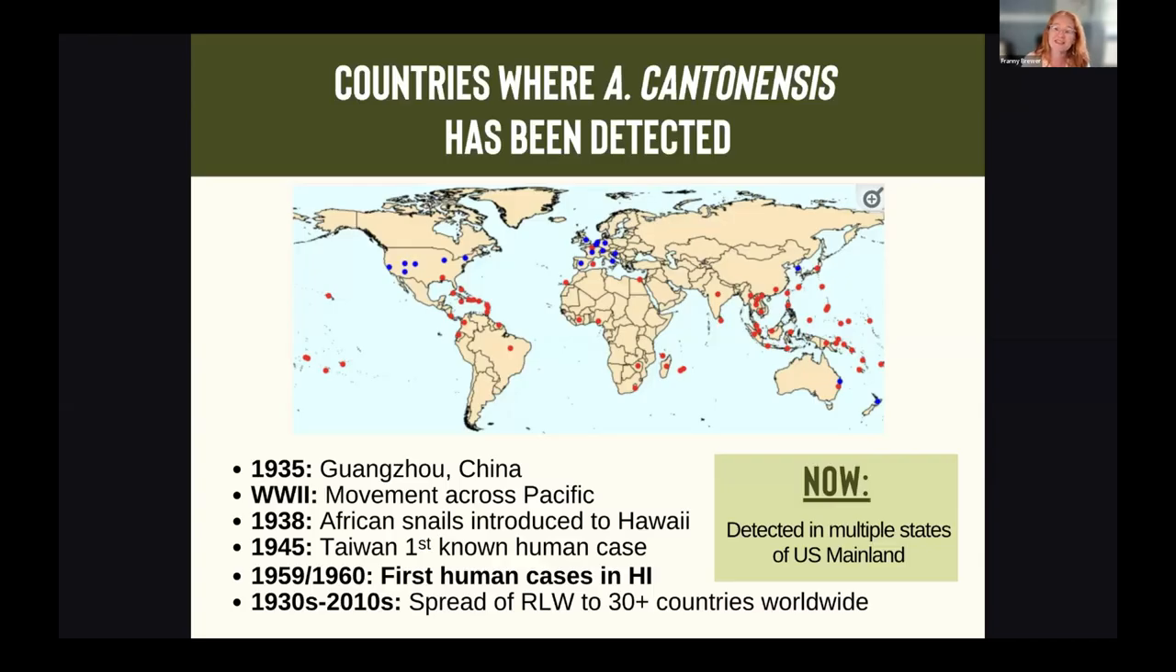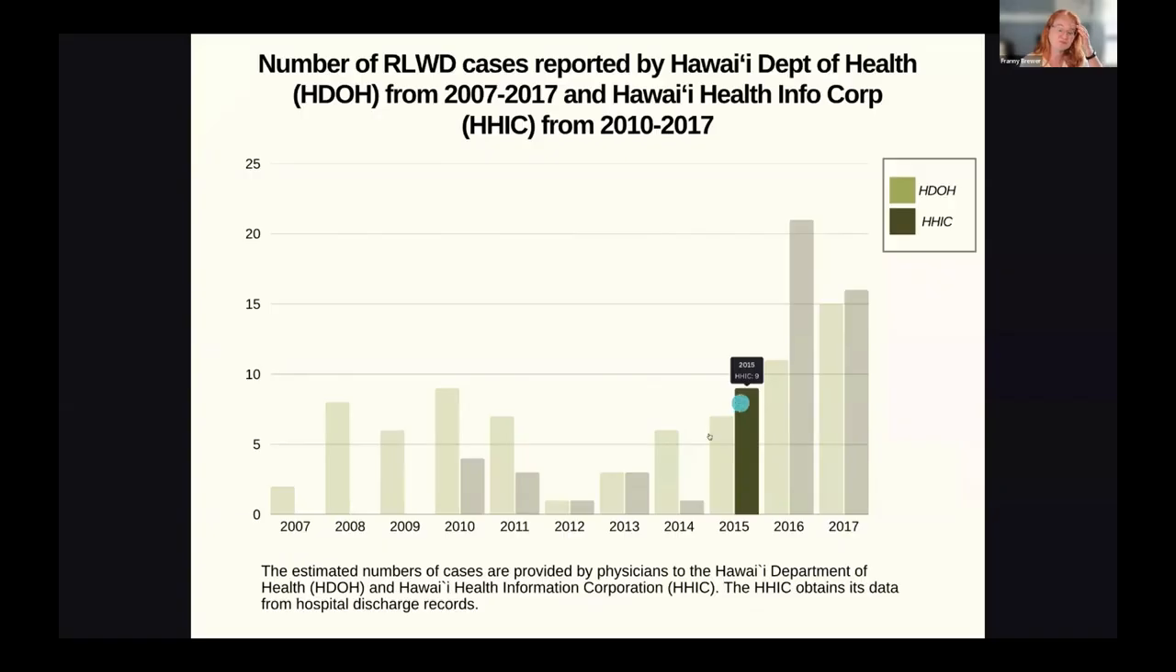But the first cases of rat lungworm that we know of in Hawaii were in 1959 and 1960. So we know that the parasite was here as early as the 1950s because that was two men in Oahu who both died from the disease, and a postmortem showed the worms in their brains. So we know it's been in Hawaii a really long time. And then, of course, we've been seeing this continued spread around the world. And we now have rat lungworm detected in multiple states on the US mainland.